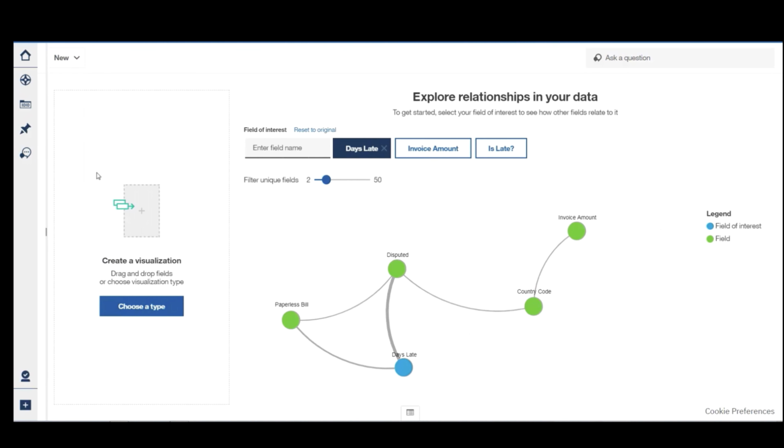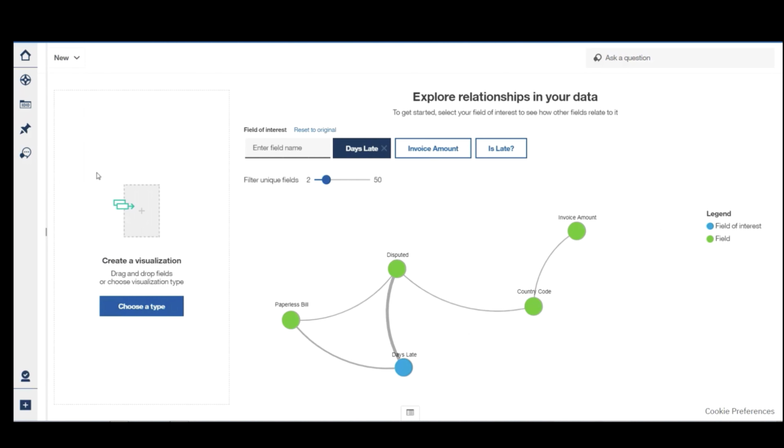So I'm going to start doing some additional exploration, really to find out some of the relationships in my data. I can see in here, of the data sets that I'm looking at, I've got my days late. Okay, that's what I'm targeting. I need to understand how to fix that problem.